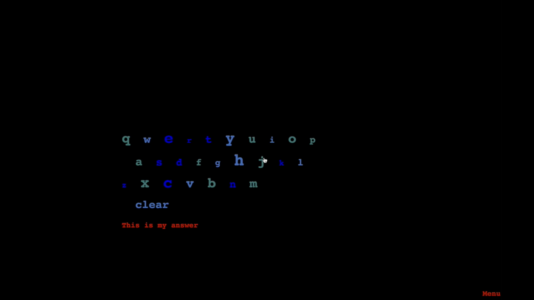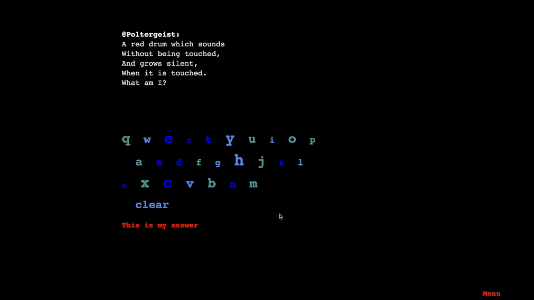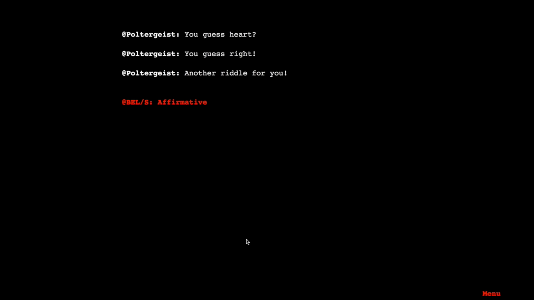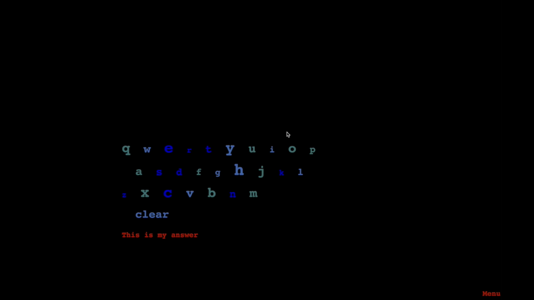Okay, let us play. A red drum which sounds without being touched and grows silent when it is touched. What am I? Heart? Heart. Very well, then. You guess heart? You guess right. Another riddle for you.